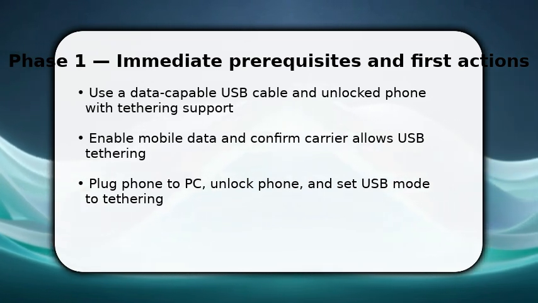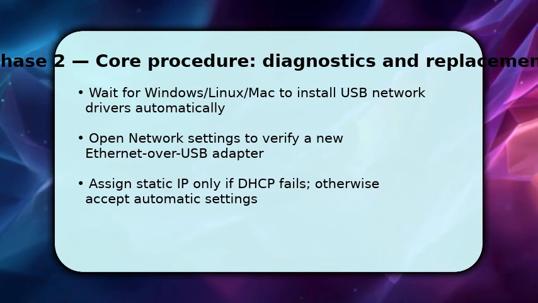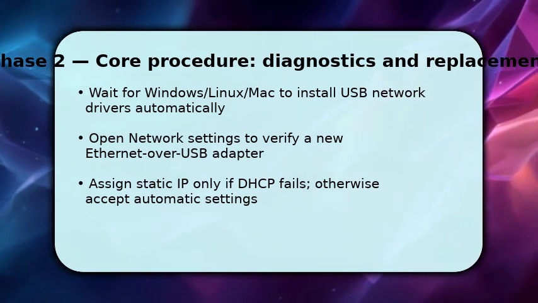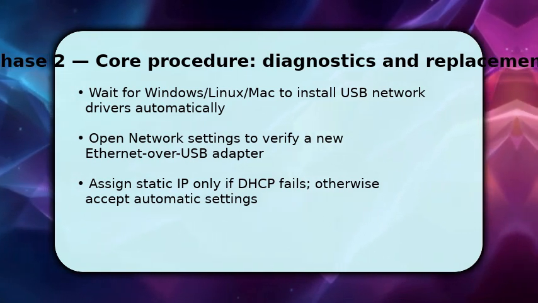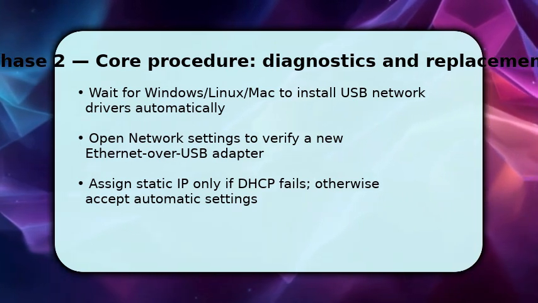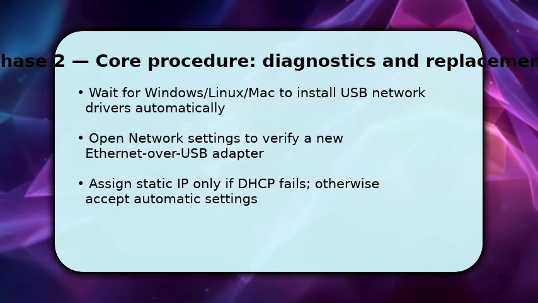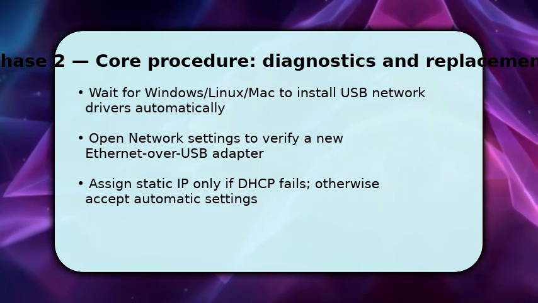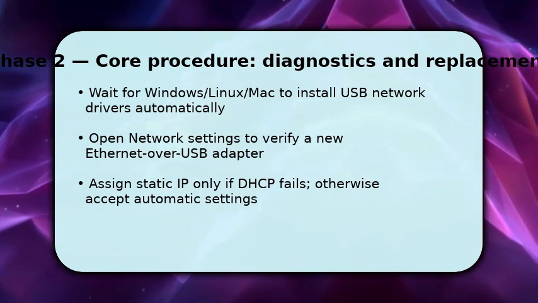Once the phone presents USB tethering, the PC will attempt to install drivers. On Windows, this often happens automatically, while Linux or Mac may require built-in support. You should open Network Settings to verify a new adapter labeled like Remote NDIS or USB Ethernet and confirm it's connected. If the PC does not obtain an IP, try disabling other network adapters temporarily, then re-enable tethering.